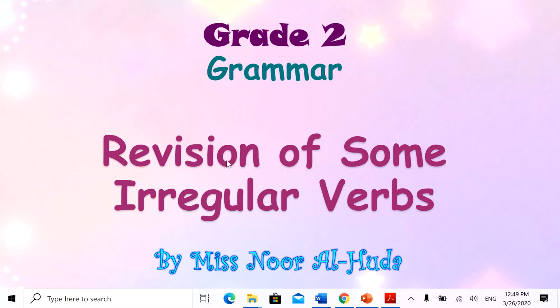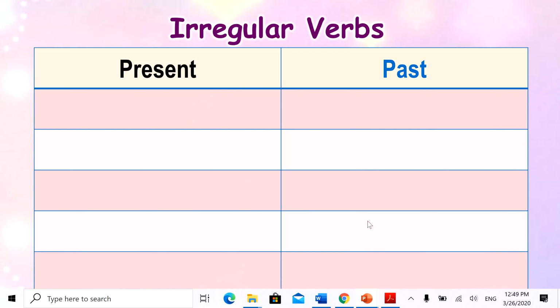Today we have a revision of some irregular verbs, and you need only your reader's notebook. I want you to try to guess. You have learned all of these irregular verbs. Just try to guess. If you write down the answer, it would be much better than saying it orally only.